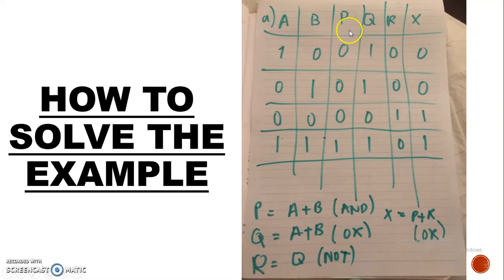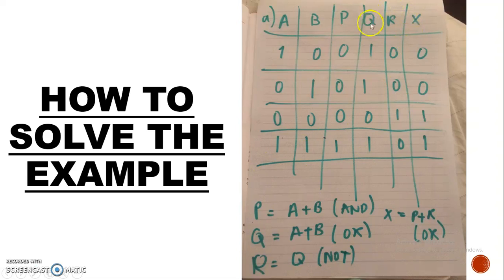To work out P, you have to do input A and input B into an AND gate. So input A and input B into an AND gate is 0 for 1 and 0. For 0 and 1 it's 0, for 0 and 0 it's 0, and for 1 and 1 it's 1. Next, you have to work out the Q answer. To do this, you have to do, once again, A and B into the OR gate. So into the OR gate, 1 and 0 is 1, 0 and 1 is 1, 0 and 0 is 0, and 1 and 1 is 1.